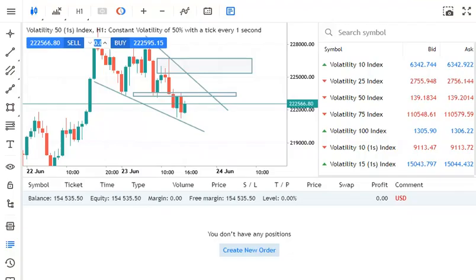Of course, you know what lot size is. I explained it in a video where I taught you how lot sizes are used in the forex market, what they function as, their functionalities, and how they are applied. So this is what you need to know about trading with lot sizes.